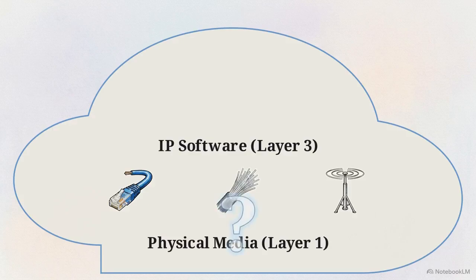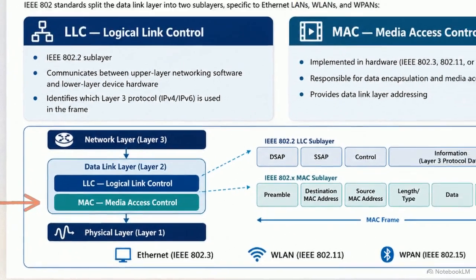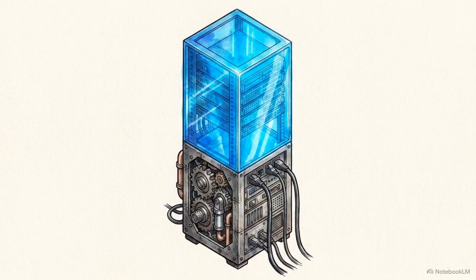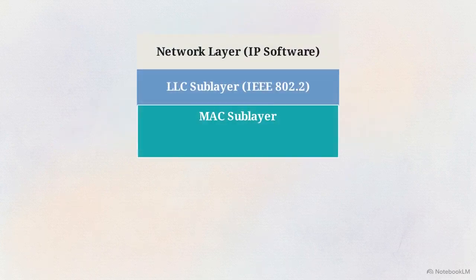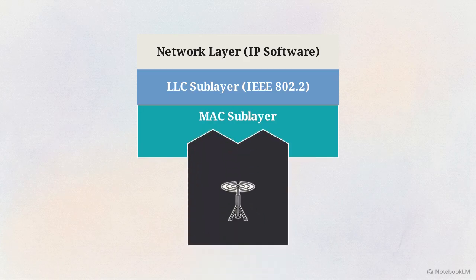How does a single network layer connect abstract IP software to dozens of radically different hardware types, ranging from Ethernet cables to Wi-Fi antennas? IEEE 802 standards split the data link layer into 2 sublayers. The upper logical link control, LLC, acts as a software bridge to Layer 3 protocols. The lower media access control, MAC, is the hardware bridge, encapsulating data for specific physical media. This split architecture makes networking highly modular. The same IP packet can travel over a fiber optic cable or a wireless network, because the LLC keeps the software interface stable while the MAC adapts to whatever hardware is plugged in.